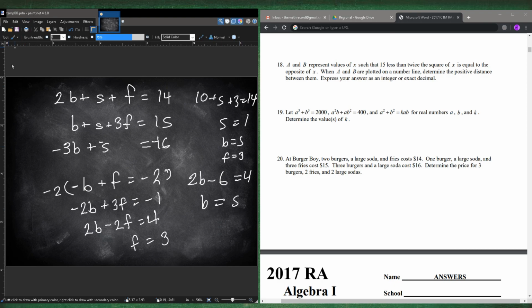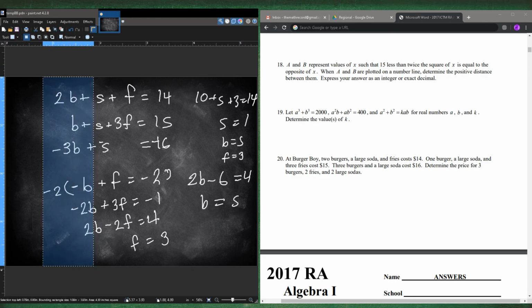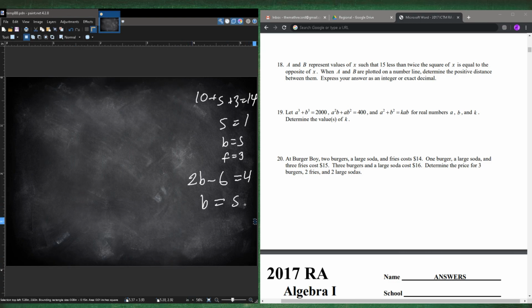Okay, let's clear this entire thing. We're really close to solving this. I just need room, and we don't need this part.